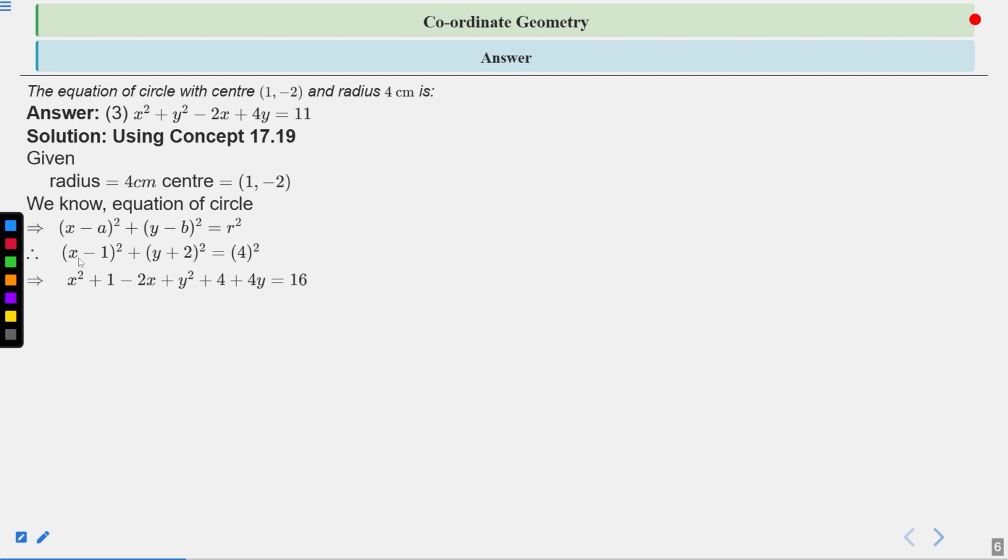So we open it. We get x square plus 1 minus 2x. Same way, plus y square plus 4 plus 4y equals to 16. So when we simplify it, we get x square minus 2x plus y square plus 4y equals to 16 minus 5. Now we can write it x square plus y square minus 2x plus 4y equals to 11. So that's why third one is the correct answer of this question. Next one.